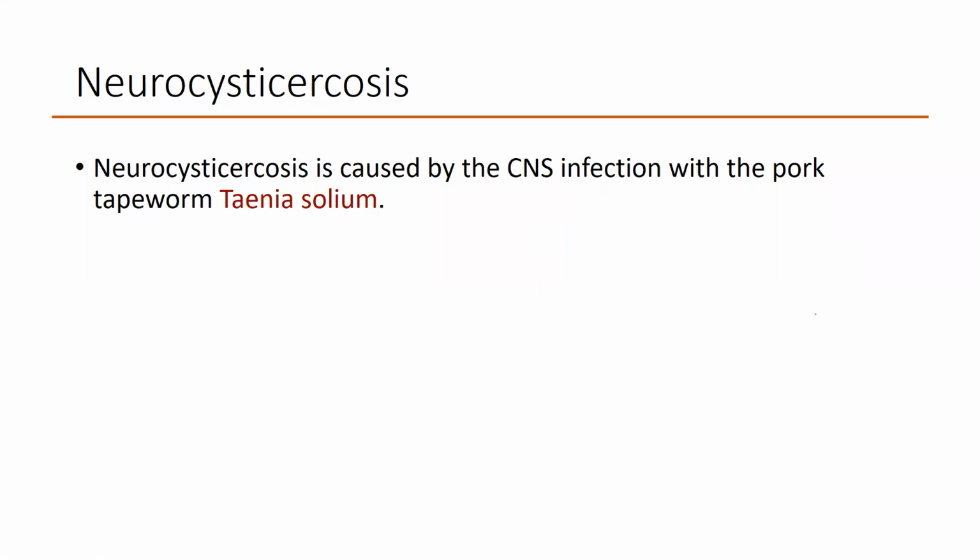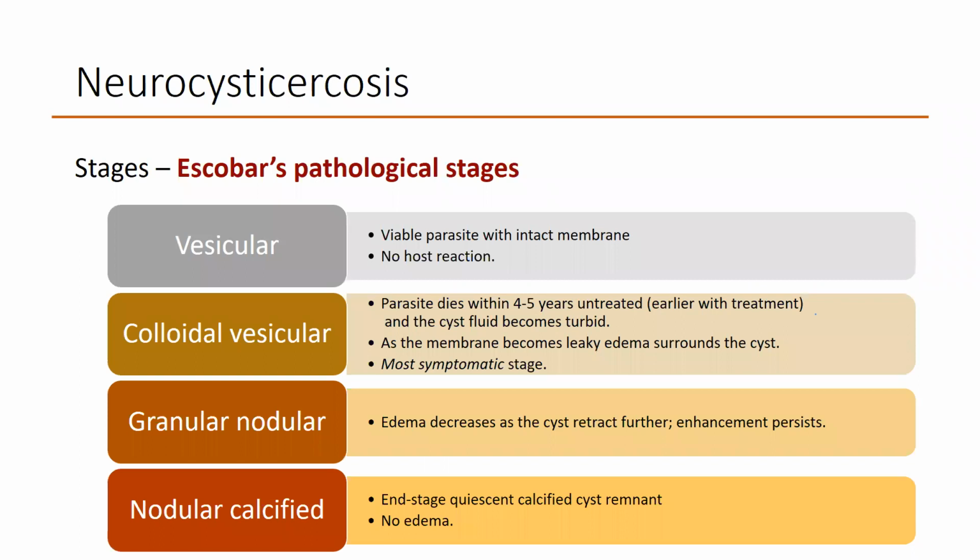So this is a patient with neurocysticercosis, caused by CNS infection with the pork tapeworm, Taenia solium. The stages are referred to as Escobar's pathological stages. The first stage is vesicular. In the vesicular stage there is a viable parasite, an intact membrane, and no host reaction. The second stage is the colloidal vesicular stage, where the parasite dies. It may die due to treatment, or spontaneously. The wall becomes thick, there is surrounding edema, and patients can present with seizures. This is the stage at which patients usually present to you.